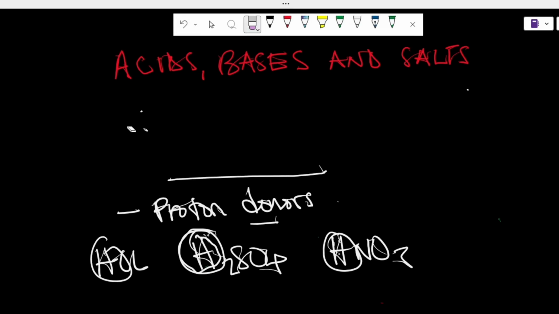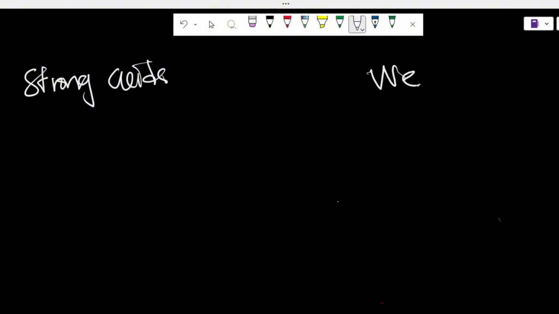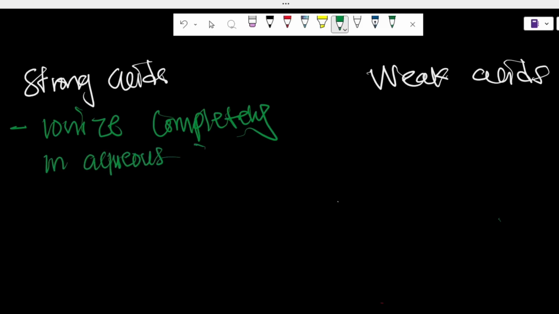Now, there are two types of acids that you need to be familiar with. There is what we call strong acids and also weak acids. When you're talking about strong acids, these acids ionize completely in aqueous solution.